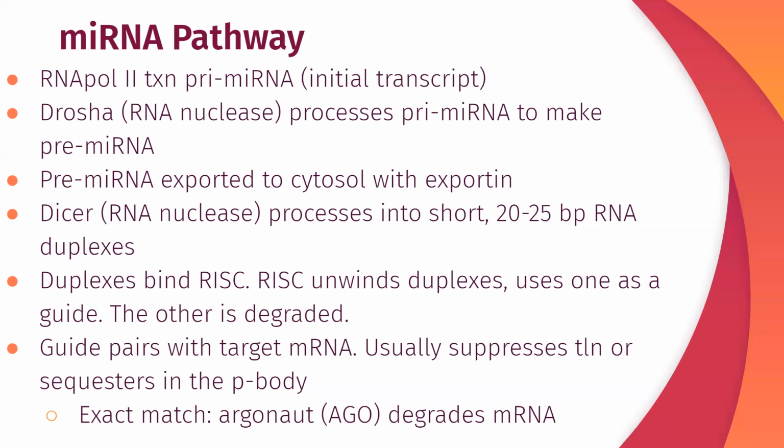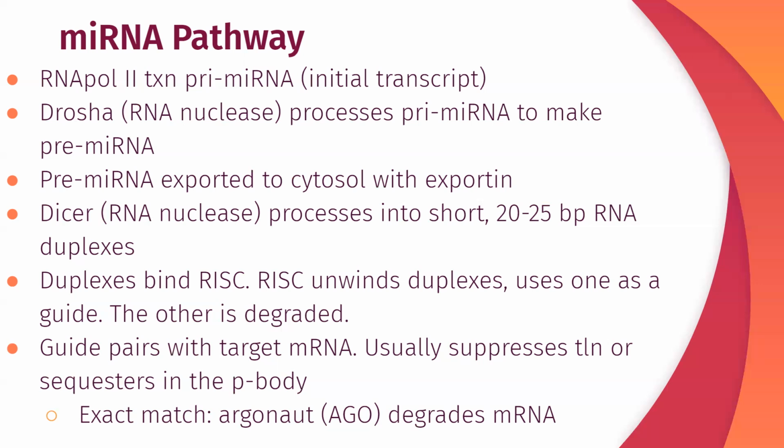And once we're in the cytosol, we will have Dicer, which is another RNA nuclease that will cut up and process our pre-miRNA into our 20 to 25 base pair duplexes. And the duplex is just the name for the short strands that are double-stranded, base paired with each other. Our duplexes will bind RISC. RISC is going to unwind our duplexes, and then one of them will be our guide, and the other is just going to be degraded, usually by Argonaute.